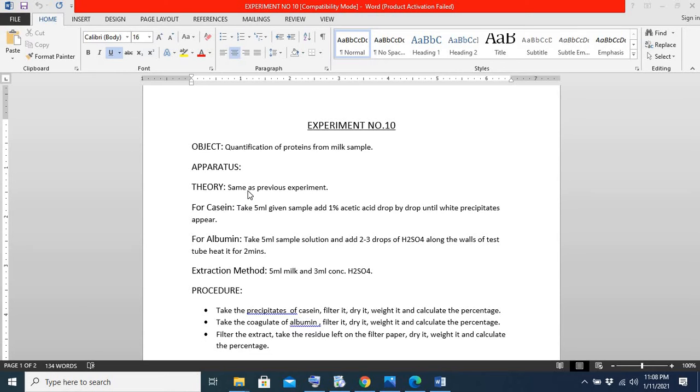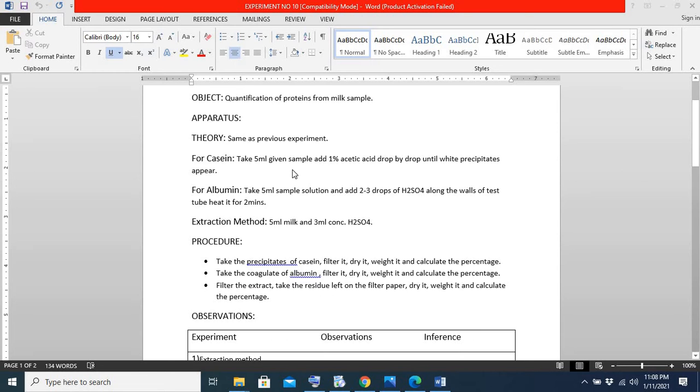For the casein, we have to take 5 ml of the given sample of milk, and then add 1% acetic acid drop by drop until the precipitate appears. Whatever precipitate we have will be the precipitate of one of the proteins of milk, that is casein.